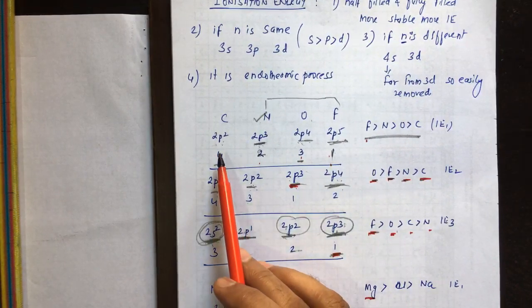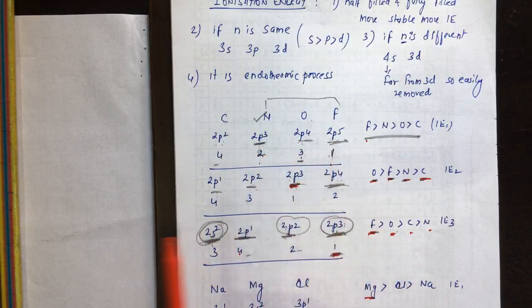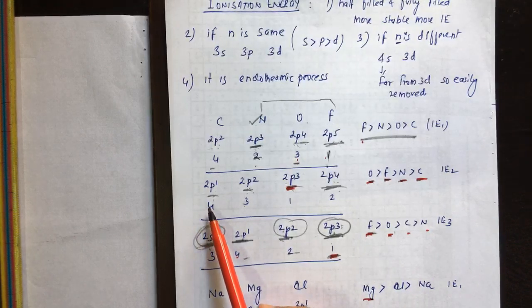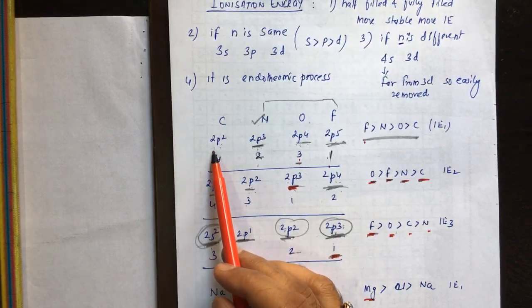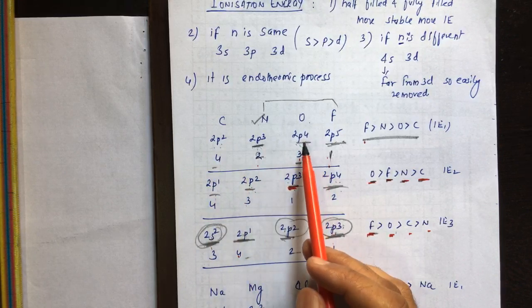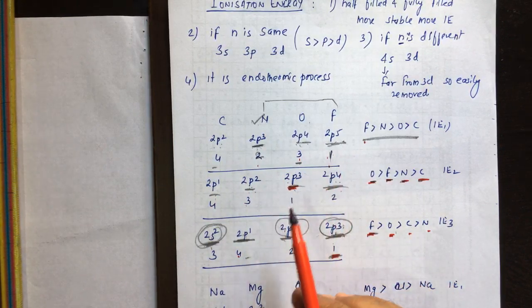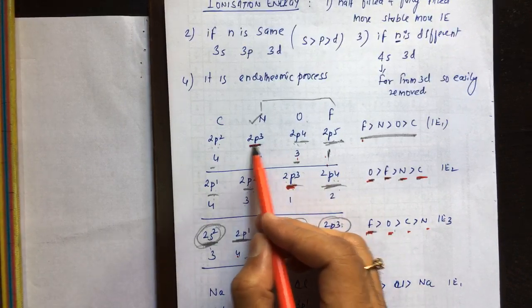If we have carbon, nitrogen, oxygen and fluorine, see, only one parameter doesn't decide the ionization energy. Half-filled, fully filled, there are many other parameters. Carbon is 2p2, nitrogen is 2p3, oxygen is 2p4, fluorine is 2p5. Now, where is the stability? Stability is nothing but 2p3.